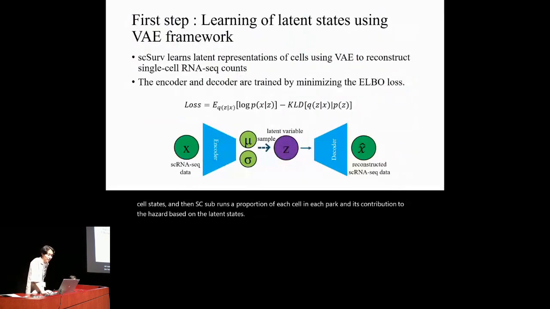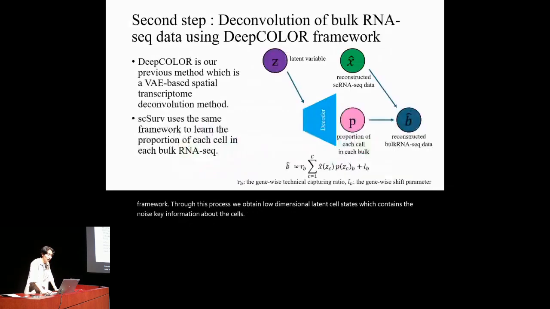In the first step, SC-Sub reconstructs the single-cell RNA sequencing counts using the VAE framework. Through this process, we obtain low-dimensional latent cell states, which contain denoised key information about the cells. In the second step, SC-Sub decomposes the bulk RNA sequence data to the single-cell level using the DeepCOLOR framework. DeepCOLOR is our previous method to decompose spatial transcriptome data. The proportion of each cell in each bulk is estimated from the latent states.